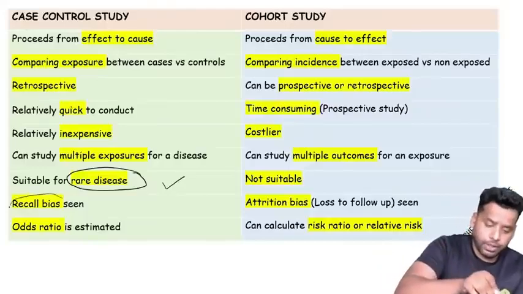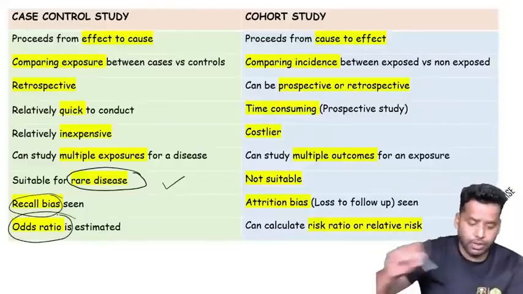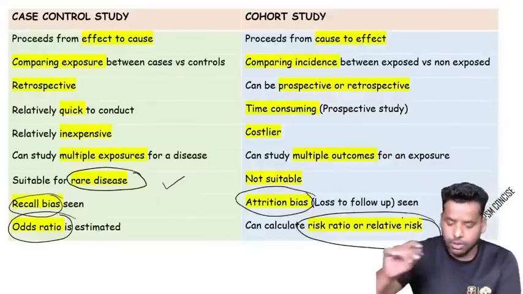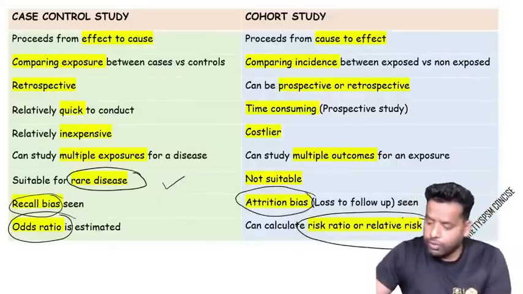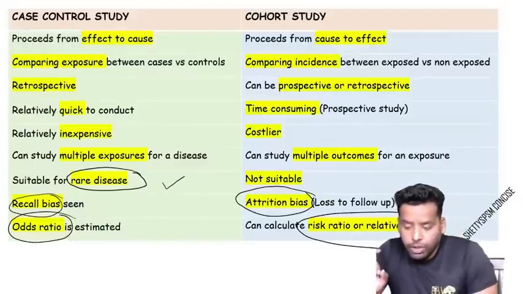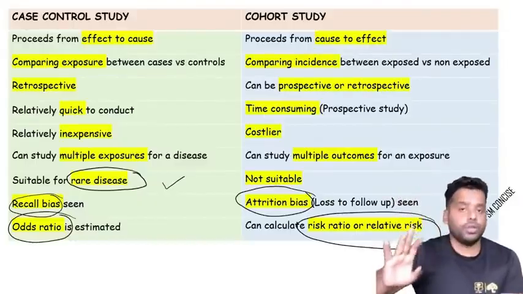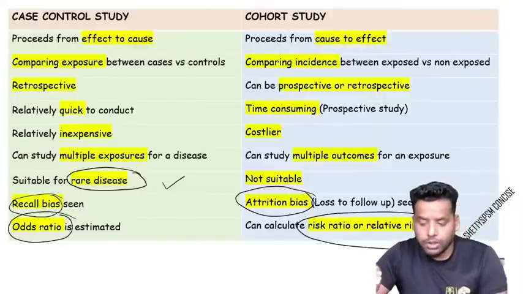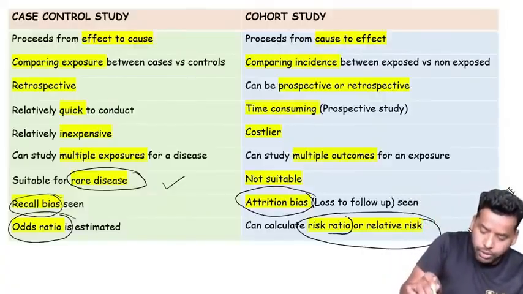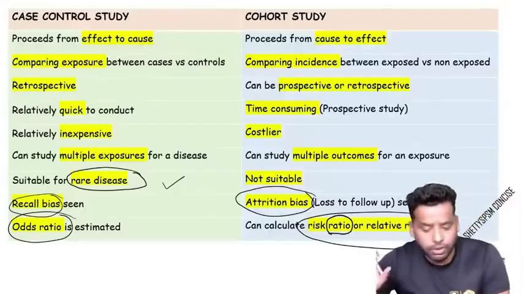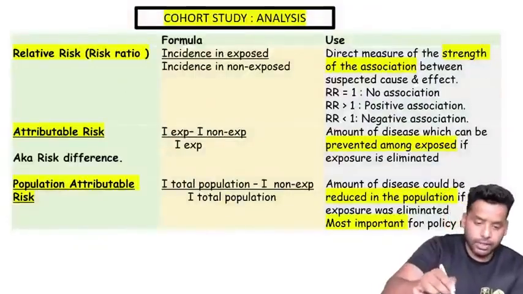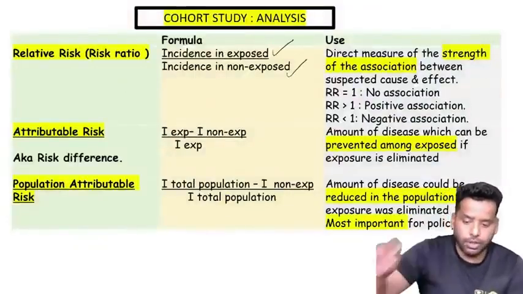Recall bias in case control. Odds ratio in case control we have discussed. Attrition bias in cohort. Risk ratio in cohort. Listen to the words properly. What is the formula for risk ratio? If I am asking ratio, two things we have to divide. What is the formula for risk ratio? Yes, incidence in exposed by incidence in non-exposed.